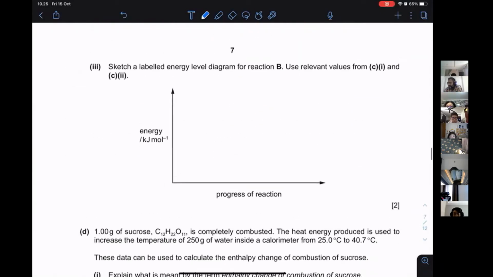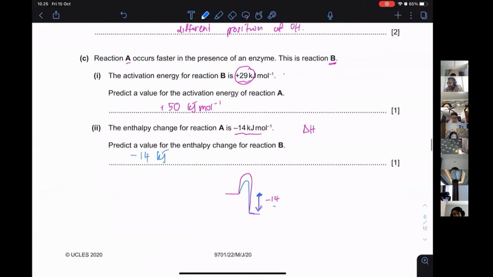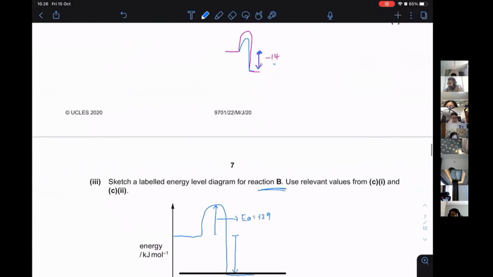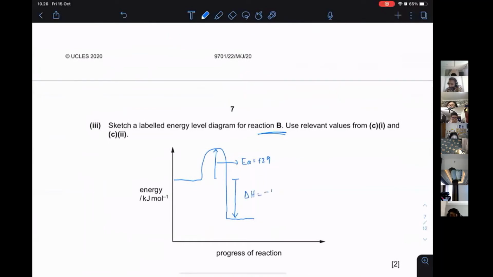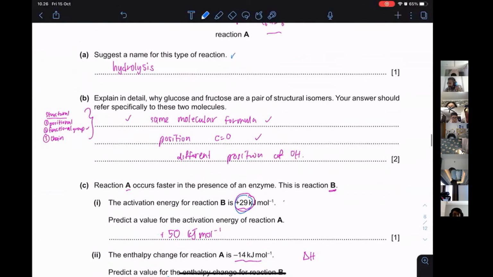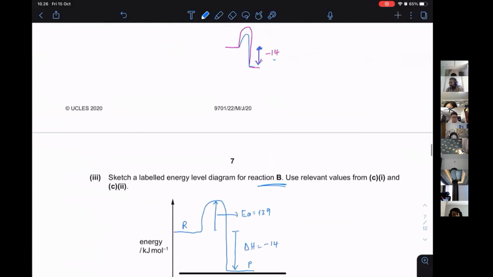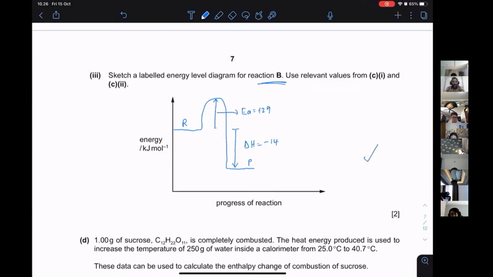Now the next one: sketch a labelled energy diagram for reaction B, using the relevant values. They already give you the values. 29 is the activation energy. If I want to draw, it's something like this. You just need to label that this is the activation energy, EA plus 29. And from here to here, it's going to be negative 14. Delta H is negative 14. I think no need to mention anything else, or you can put reactant and product. These are enough to get the 2 marks.